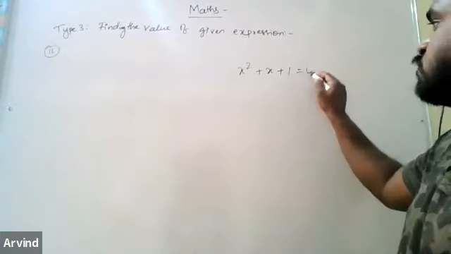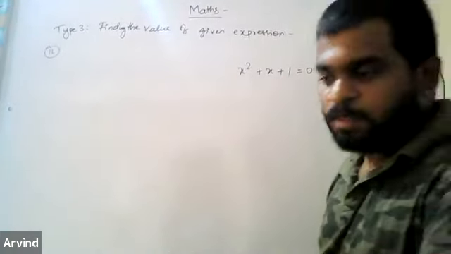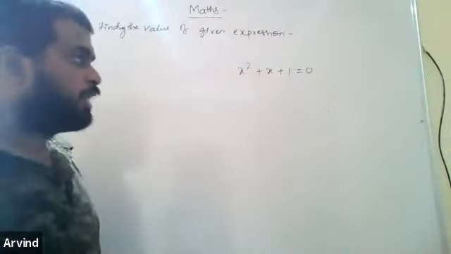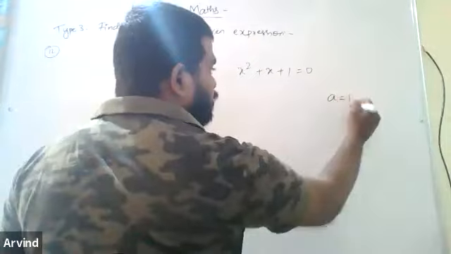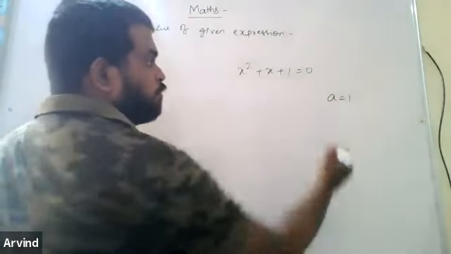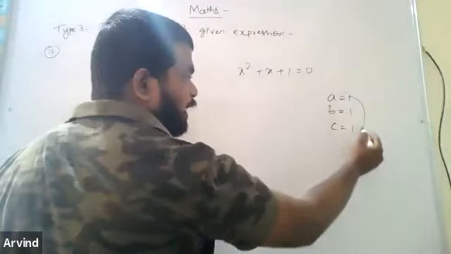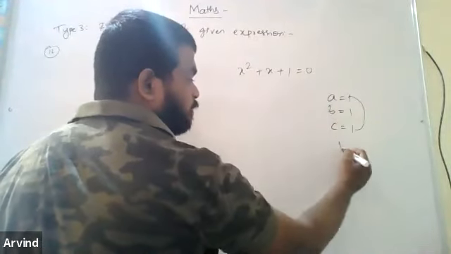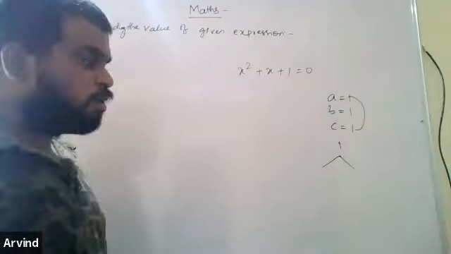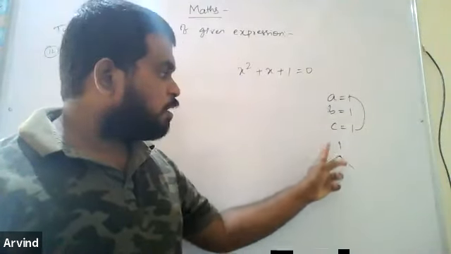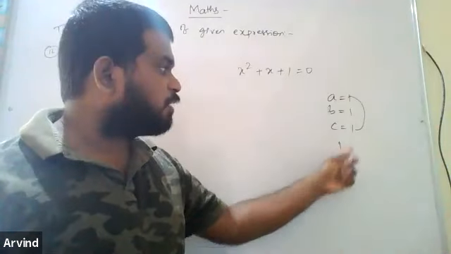Solve this using factorization. Using the factorization method, find the values of x. So a value is 1, b value is 1, c value is 1. Multiply a into c, 1 into 1, 1 comes. So now, multiplying should give 1, and adding should give 1.